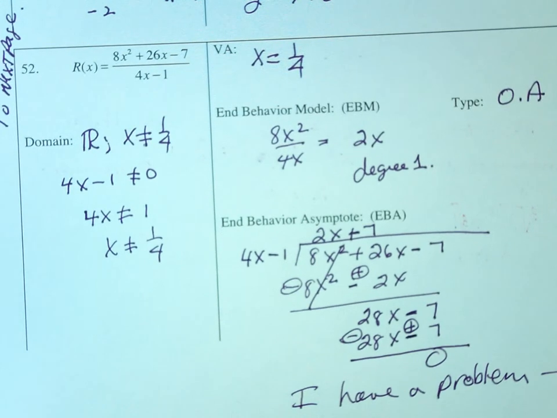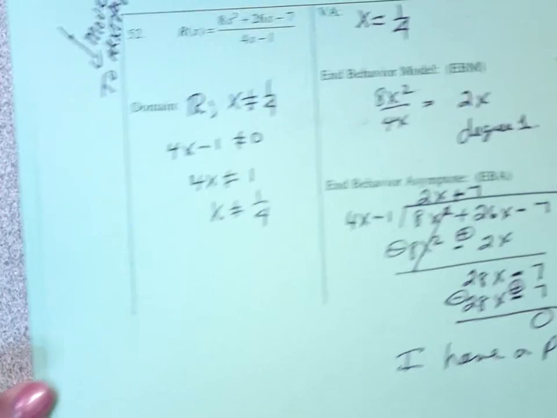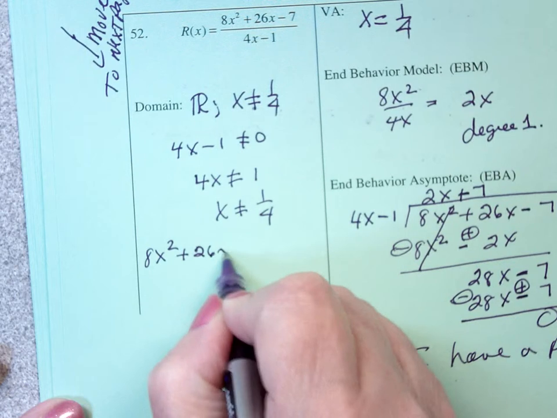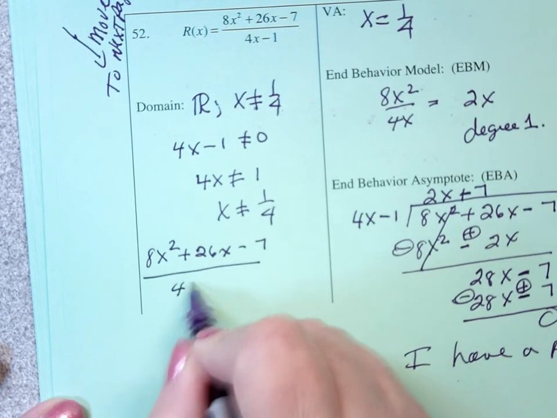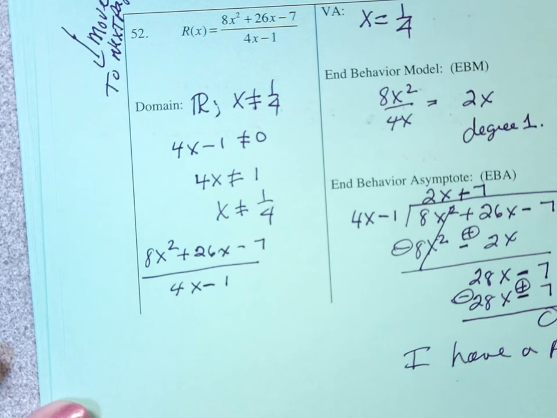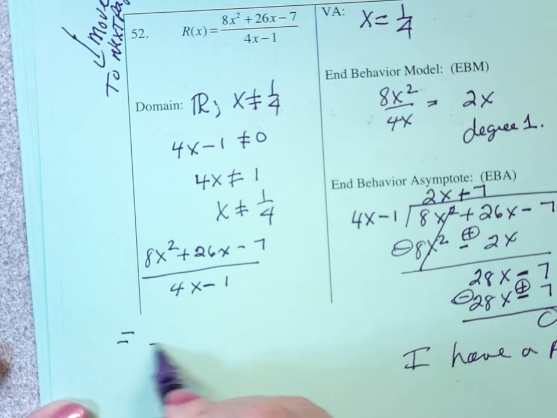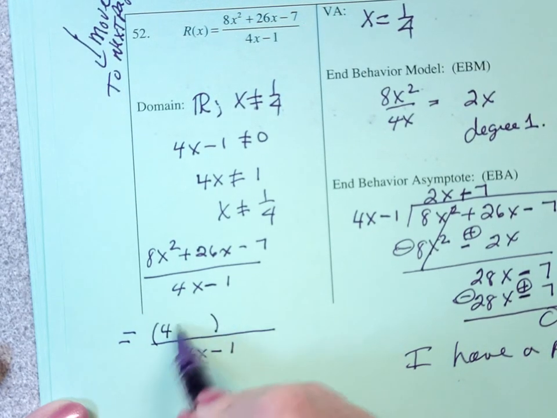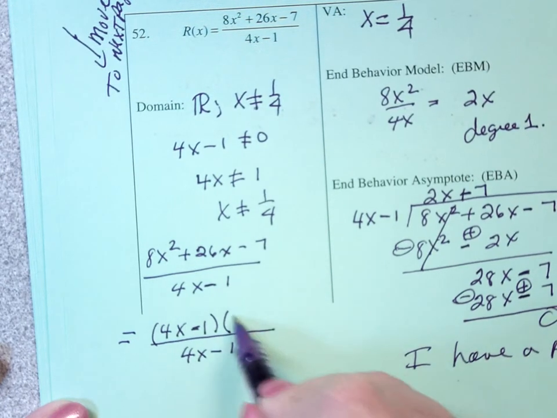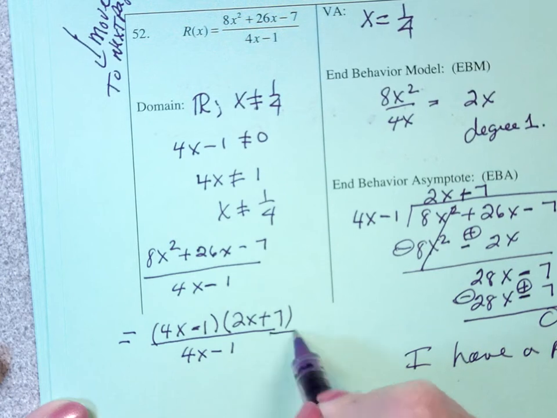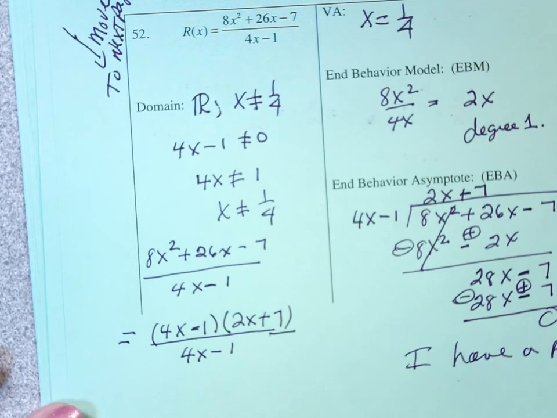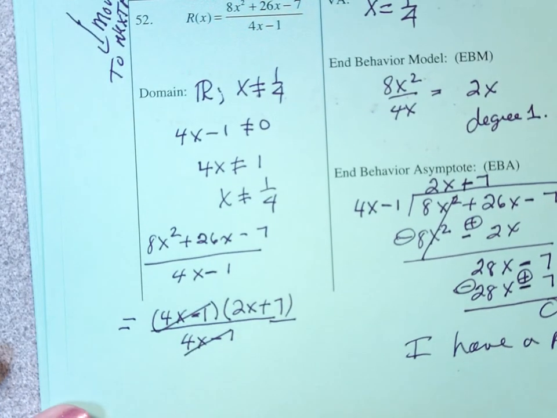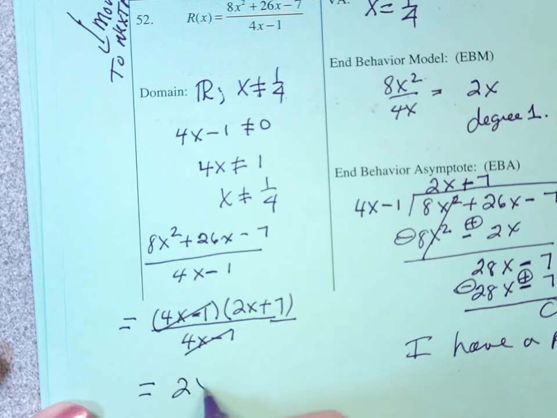And you're going to say, why is that? The reason for that is that 8x squared plus 26x minus 7 over 4x minus 1 can be written as over 4x minus 1. This is going to be 4x minus 1 times 2x plus 7. I would have never thunk it. 4x minus 1 reduces out. So this guy really is 2x plus 7.